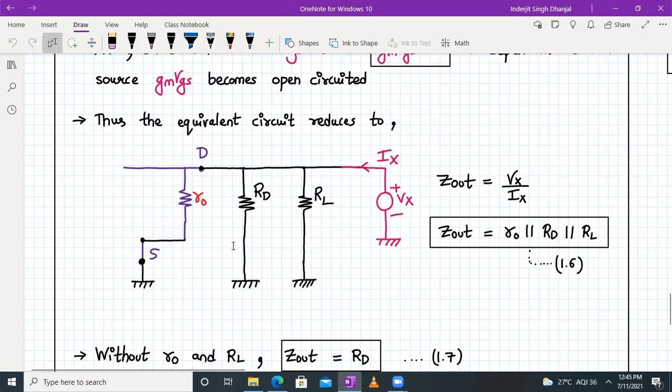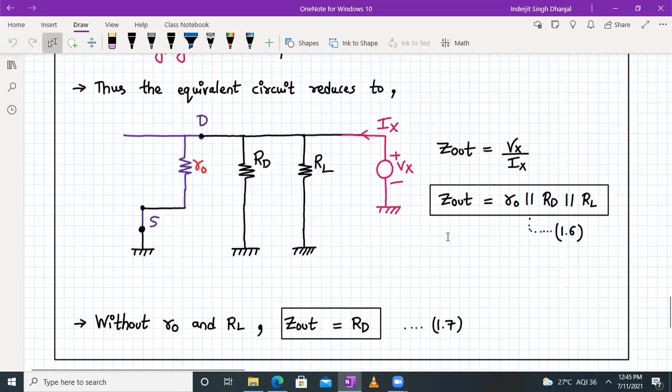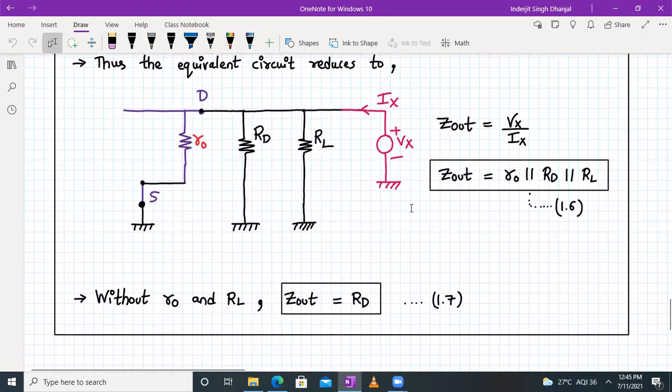Now, as you can see very clearly, if you measure Vx upon Ix, it will be just a parallel combination of three resistances: Ro, parallel to Rd, parallel to RL. So Zout will be given by Ro parallel to Rd parallel to RL. This is my output impedance of a single stage common source amplifier. Sometimes, if Ro and RL are not given, the output impedance is just equal to Rd.